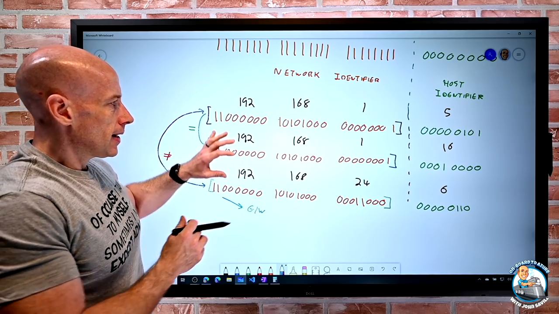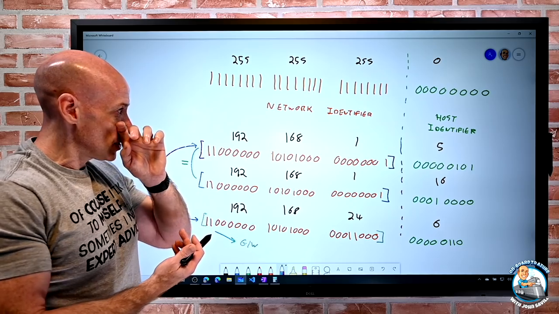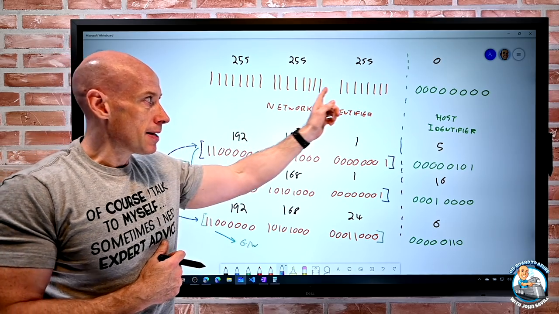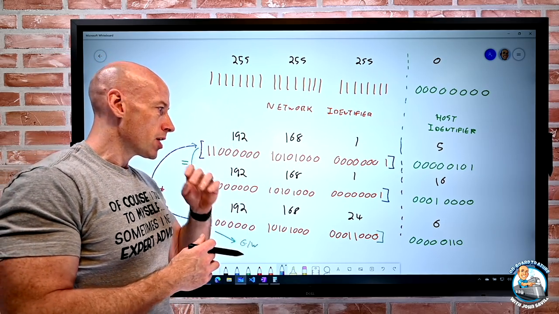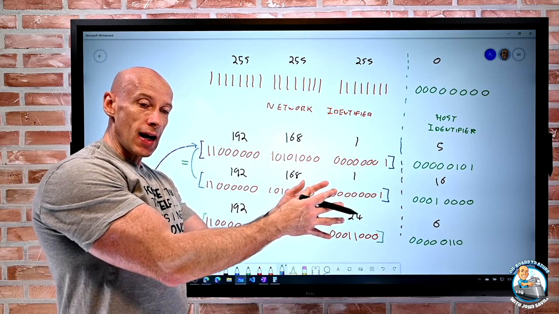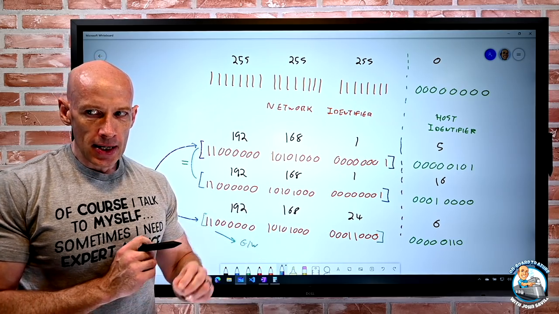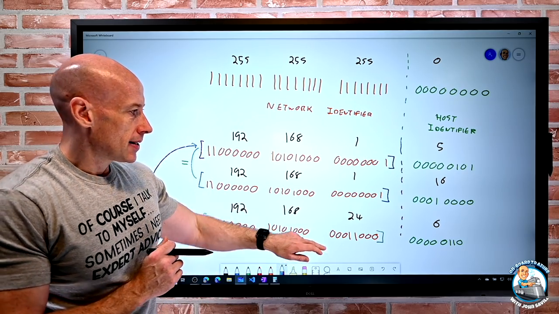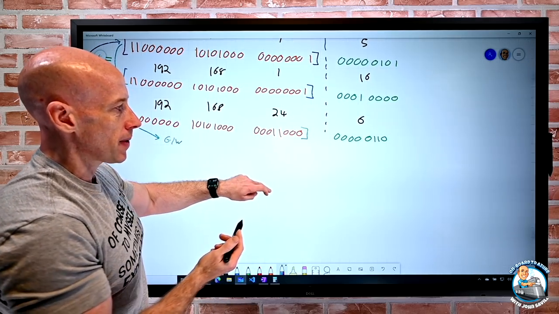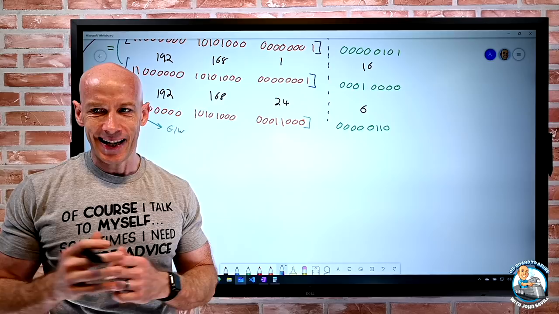So hopefully that makes sense of what the subnet mask is doing. It's telling me which bit is the network and which bit is the host, and the computer uses that to say, hey, do I try and send it directly or do I send it via the gateway? Now let's talk for a second about these host address spaces. I've been using these very nice 8 bits.